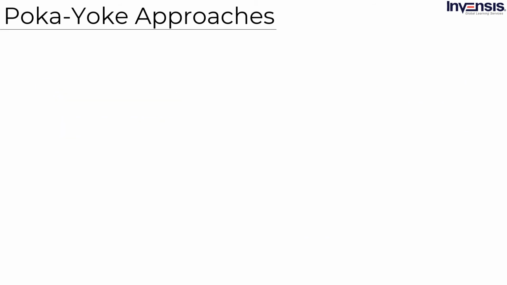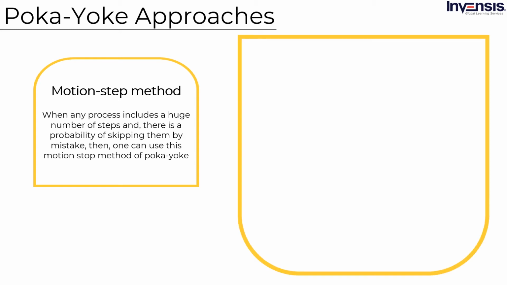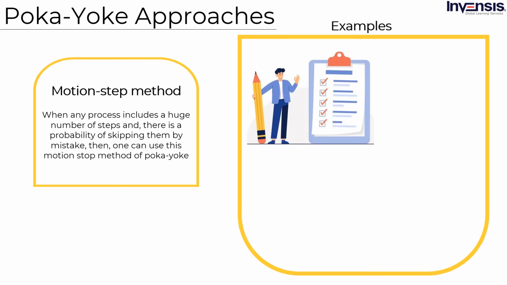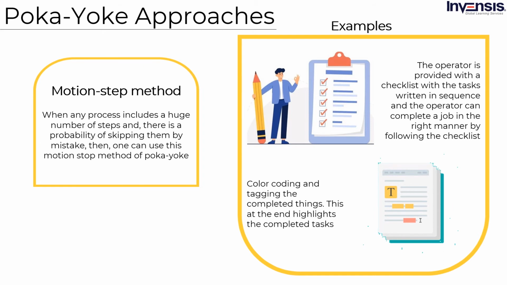The last method would be the motion step method. When any process includes a huge number of steps and there is a probability of skipping them by mistake, then one can use this motion step method of Poka-Yoke. This prevents the operator from performing a step that is not part of the same process. The best example of a motion step method is a checklist. The operator is provided with a checklist with the tasks written in sequence, and the operator can complete a job in the right manner by following the checklist. Once the step gets ended, he or she can mark the checklist for future references. Another example would be color coding and tagging the completed things. This at the end highlights the completed tasks.